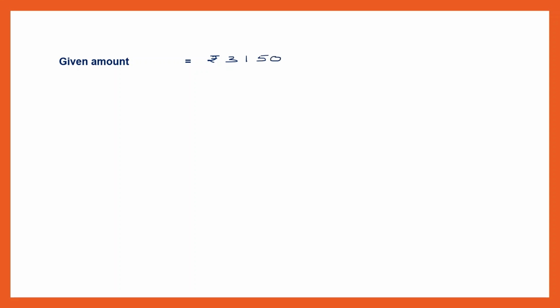This is already given to us in the question. Now, what is the share of boy A? Remember the ratio is 10 is to 11. So the first number is for boy A, 10. Divide this by the sum of the ratios, which is 21, and multiply it by rupees 3,150, because this is the amount that has to be shared.